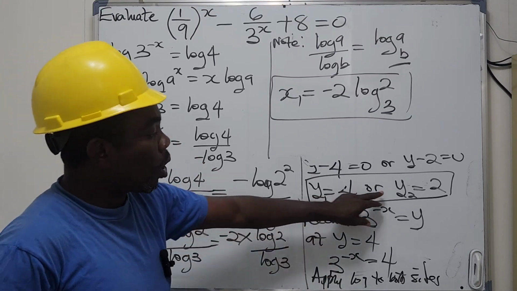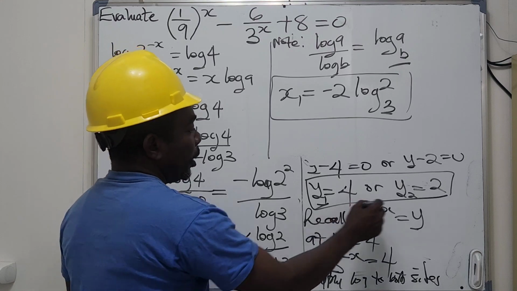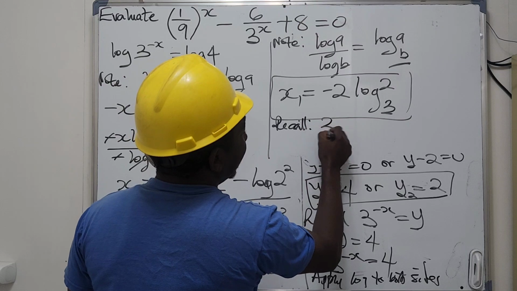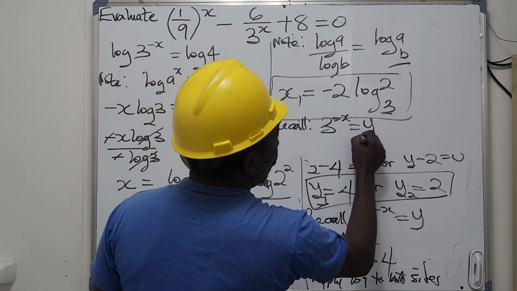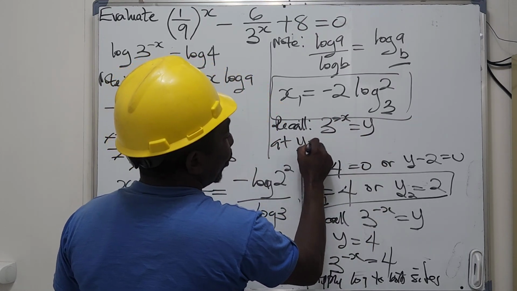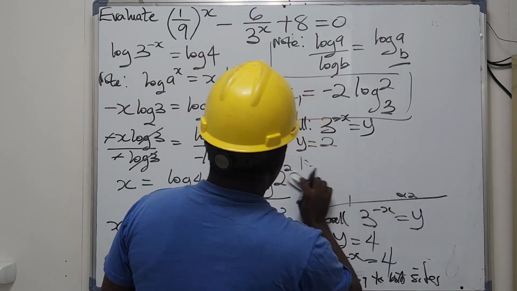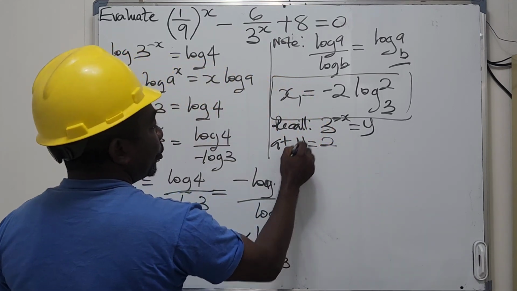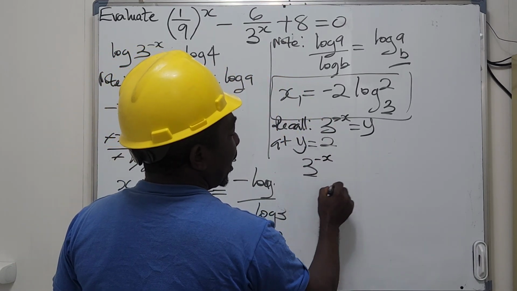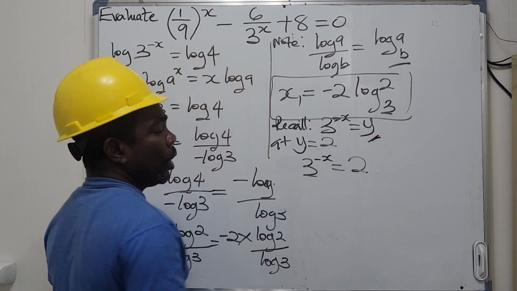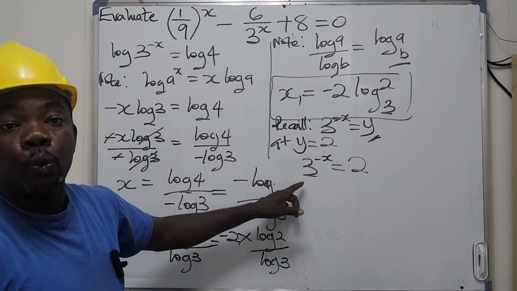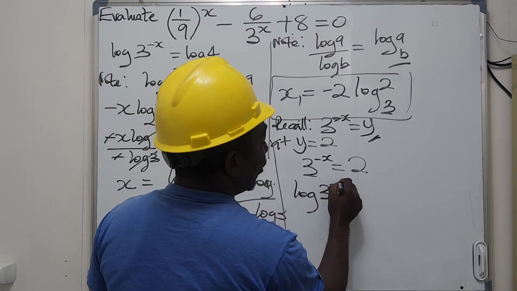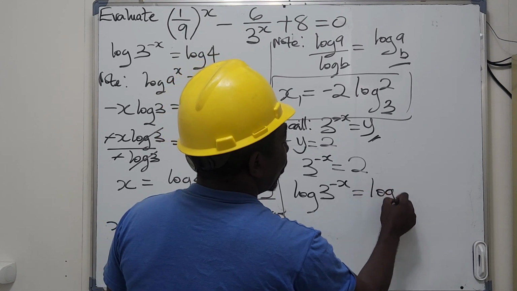So we are going to look at the second one, as y equals 2. In that case, we recall that we have 3 to the power of minus x equals y, at y equals 2. So what we are going to do is substitute the value of y in this equation. So this will become 3 to the power of minus x equals 2. The same thing that we did here, we need to apply log to both sides. So this will become log 3 to the power of minus x equals log 2.